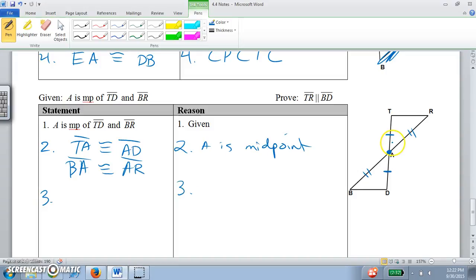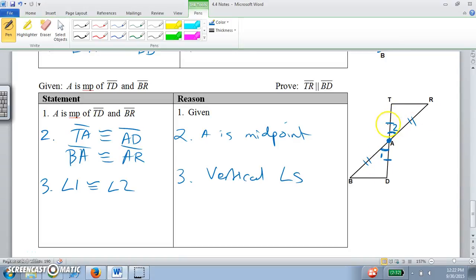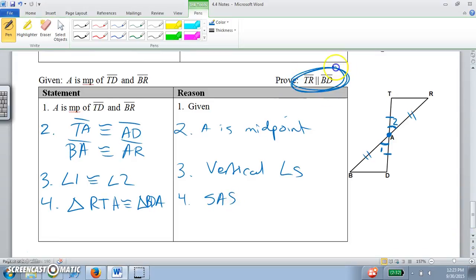Next statement, we've also got vertical angles here. So let's just call this angle 1, and this is angle 2. So we'll say angle 1 congruent to angle 2, vertical angles. We now have enough information to show that these triangles are congruent because we've got two sides and the angle in between. So triangle RTA congruent to triangle BDA by side angle side.